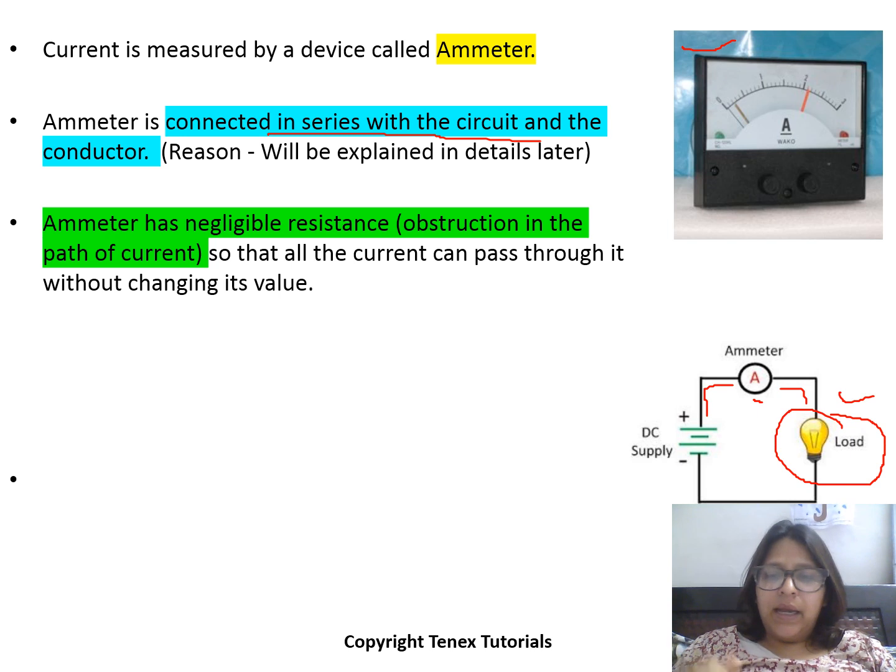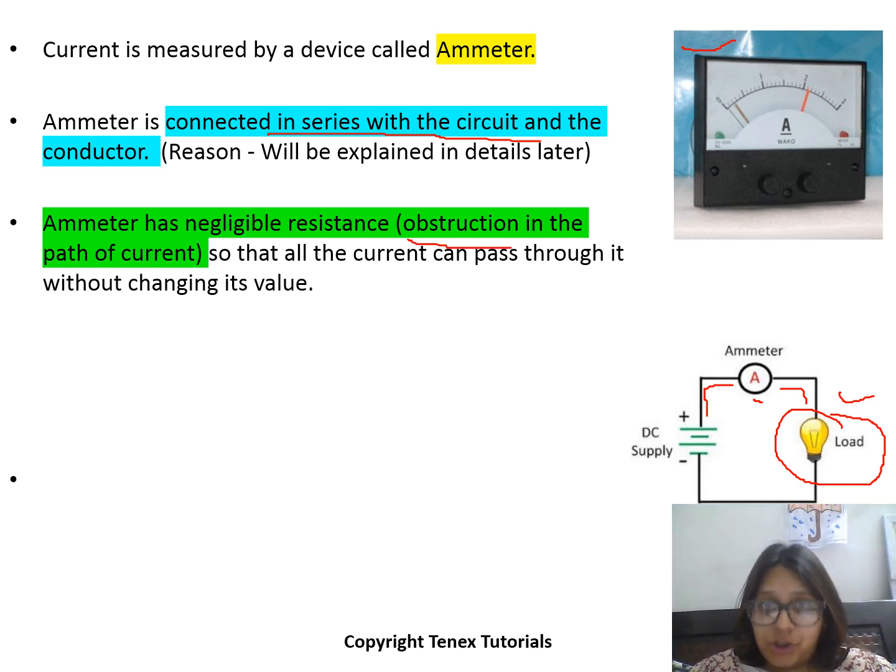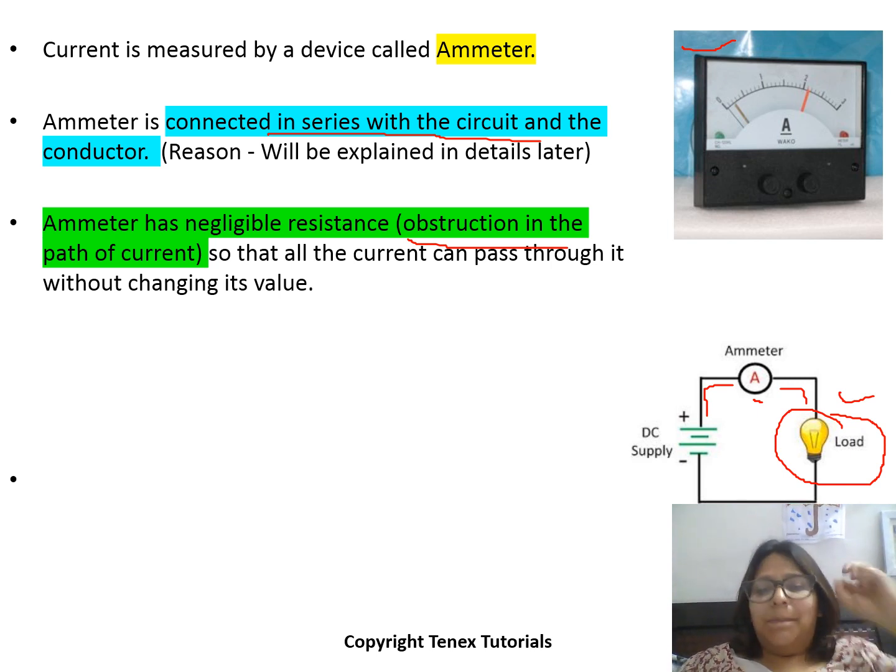In a similar way, when current flows through any conductor or non-conductor, resistance always tries to resist the flow of current. It is actually acting like an obstruction to the flow of current. So the ammeter has negligible resistance. The reason being, we want maximum current to flow through this, so that we can measure the maximum amount of current that is actually flowing through the entire circuit. We don't want to cut down on any current.